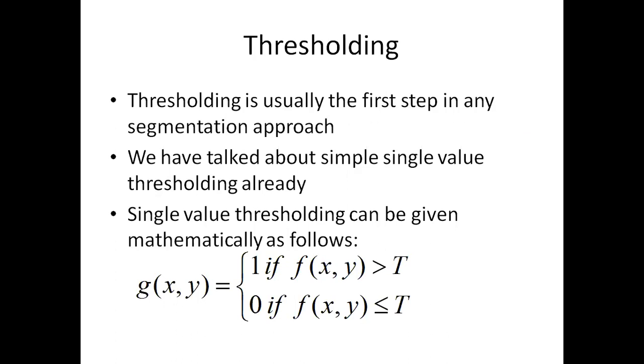Next we look at digital image processing, specifically image segmentation and thresholding. Thresholding is usually the first step in any segmentation approach. We can represent thresholding mathematically by picking some value, which is the threshold value T. If the image f(x, y) is greater than T, we set the value to 1. If it is less than or equal to T, the value should be equal to 0.